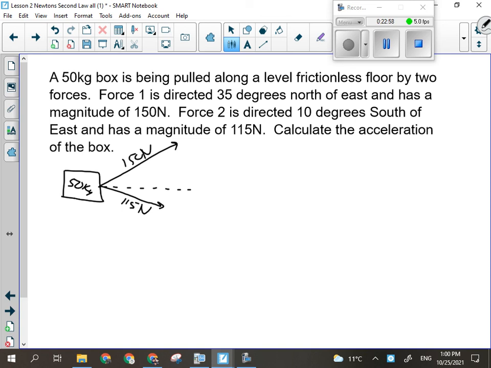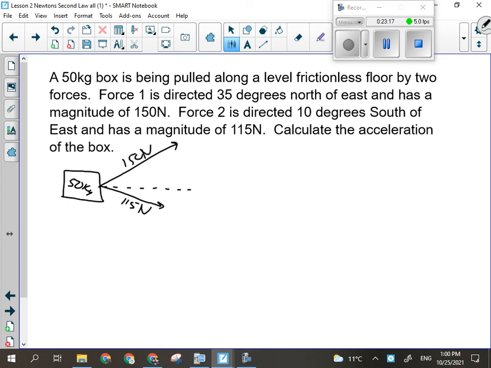Other than identifying the forces, it doesn't help me very much. Okay, what do I have to draw next? A vector addition diagram, right, tail to head. I mean, which direction is this thing going to go?